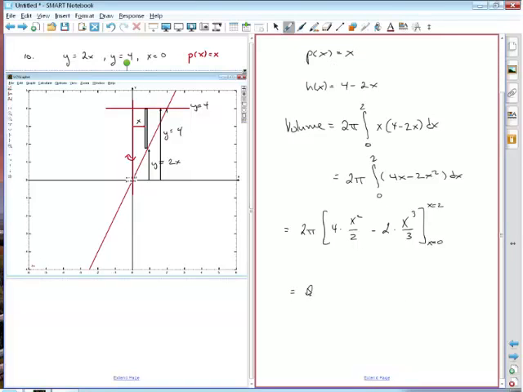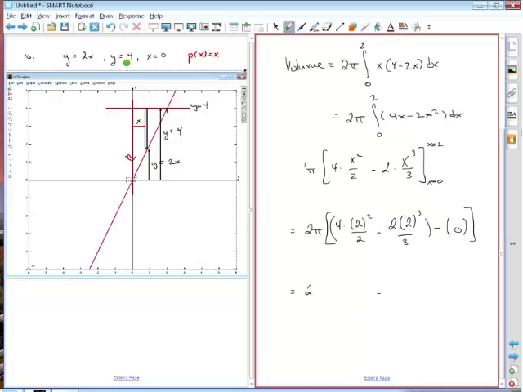So we have 2 pi times 4 times the upper limit squared, which is 2. We have the second term, which we also evaluated at the upper limit. So that's the upper limit. The lower limit is 0 because it's a polynomial. Again, don't be fooled. If you have something other than a polynomial, then it's not necessarily equal to 0.